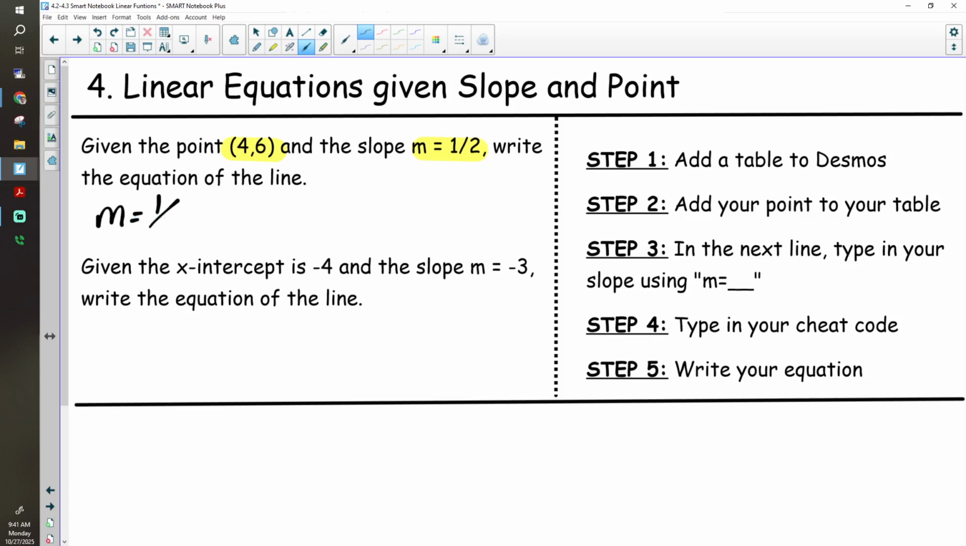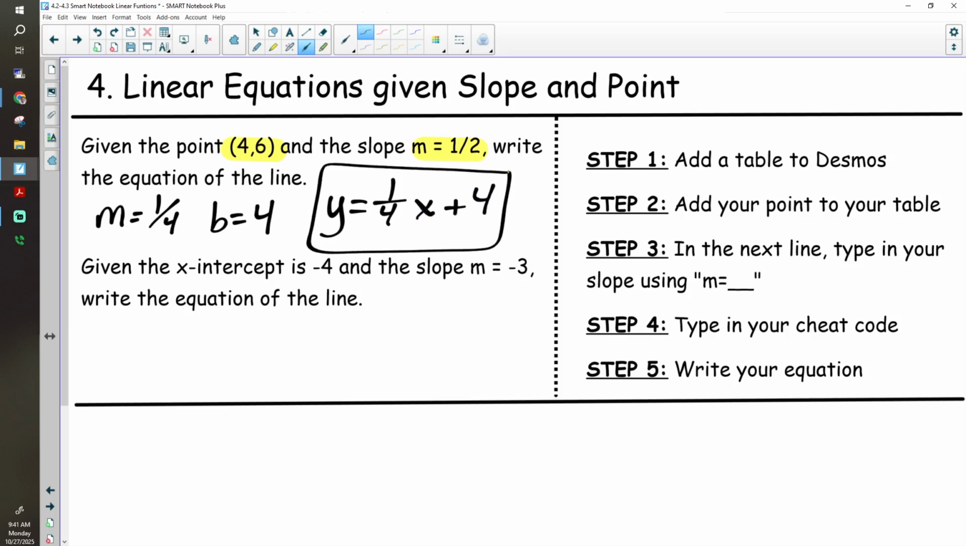M was 1/4. P was 4. So our equation was y equals 1/4 x plus 4. There's the equation of our line. Okay? Easy peasy. As long as you have 2 pieces of information, Desmos can do the rest. And if you forget those steps, I wrote those steps over on the side for you.